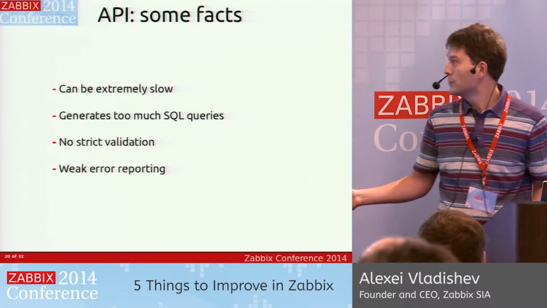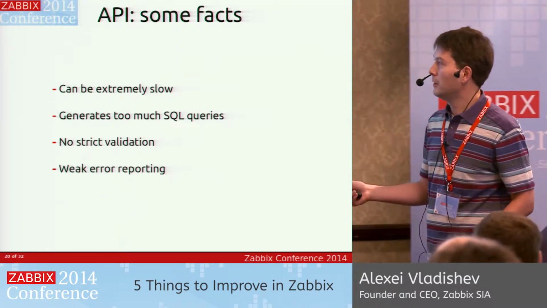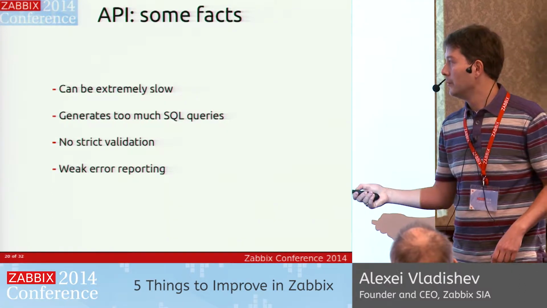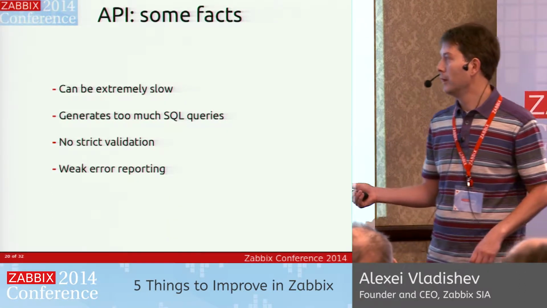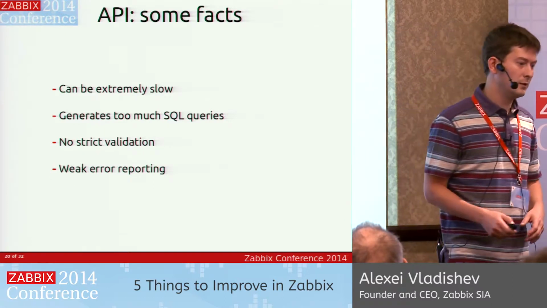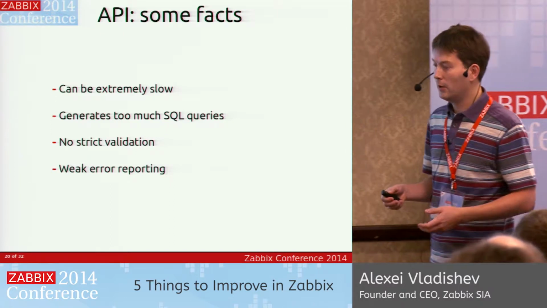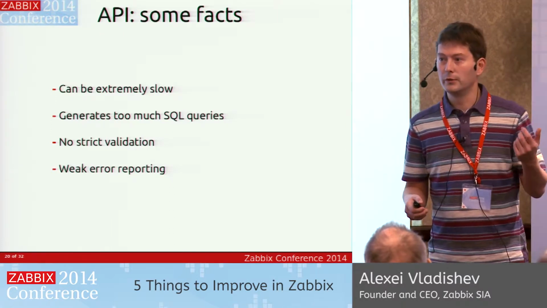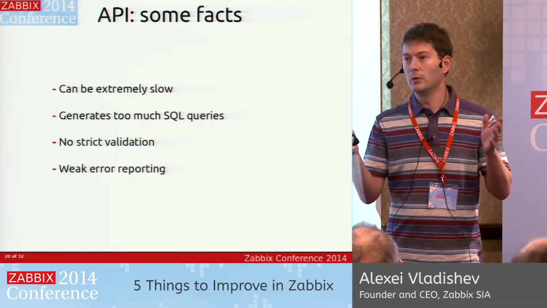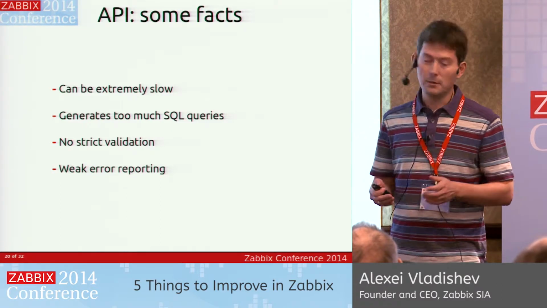We also have no strict validation at the API side, and quite weak error reporting. So you do something, you make some mistake, maybe a typo in your API call, and then the API call will return some generic error, so you'll never know what really happened on the API side.